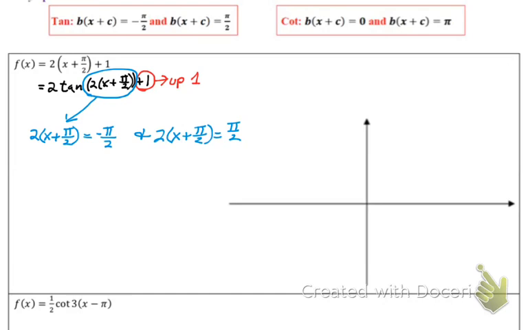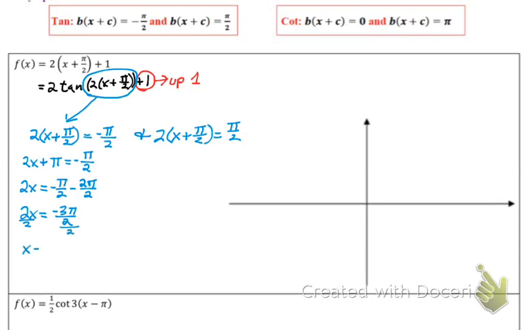First of all, I'm just going to distribute that 2, so we're going to have 2x plus pi equals negative pi over 2. I'm going to subtract pi from both sides, so that's going to be 2x equals negative pi over 2 minus pi, but I'm going to write that as minus 2 pi over 2. That's going to give me 2x equals negative 3 pi over 2. Divide both sides by 2.